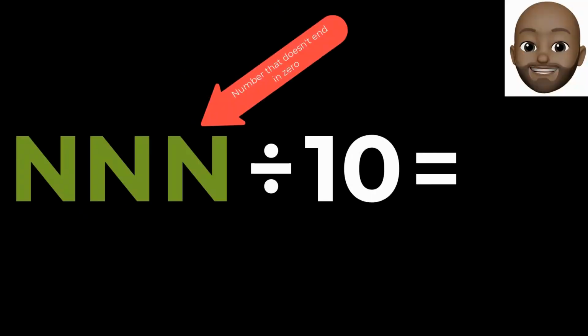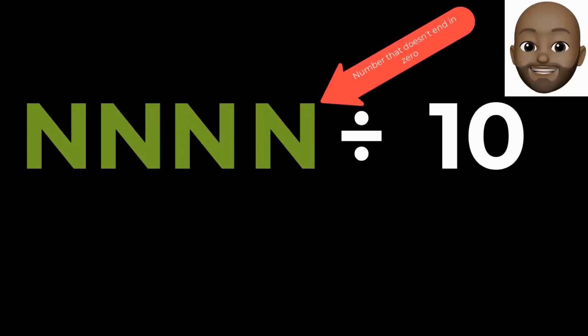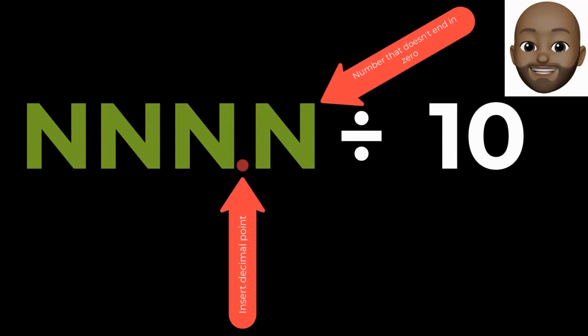To divide any three-digit number that doesn't end in 0, simply insert a decimal point between the last two numbers. For example, 348 divided by 10. Simply insert a decimal point between the 4 and the 8, and the answer is 34.8. With numbers that are 4 digits or more, just follow the same pattern as with the three-digit numbers. Now you can have fun dividing by 10. And remember to always keep it base simple.